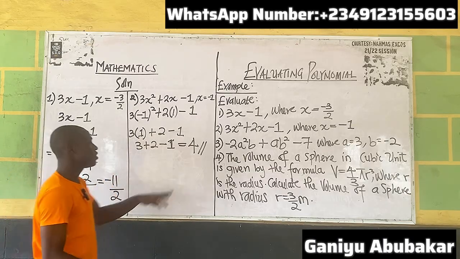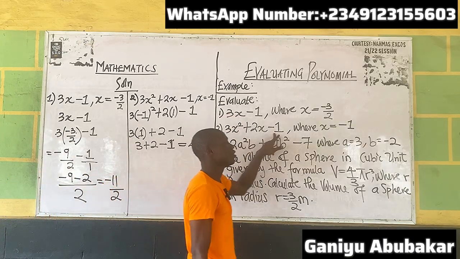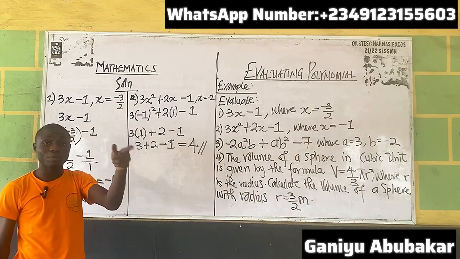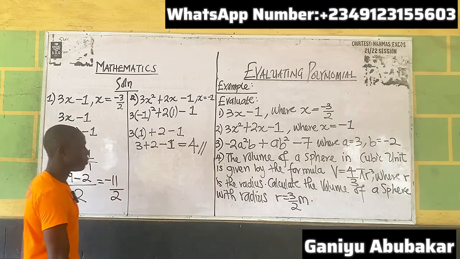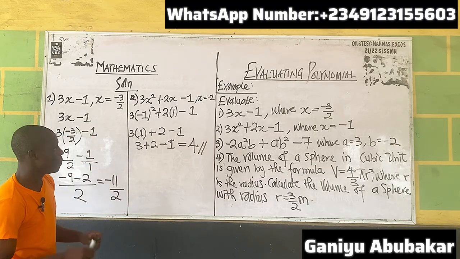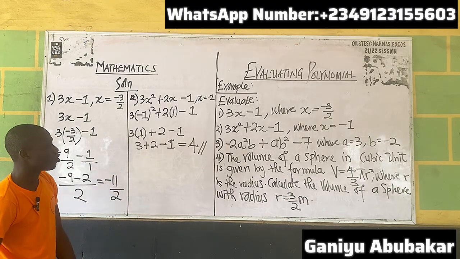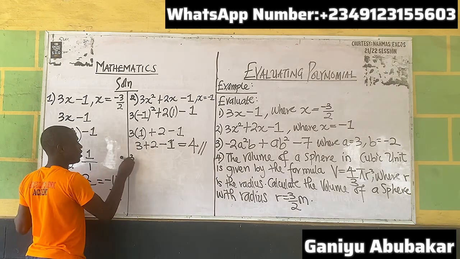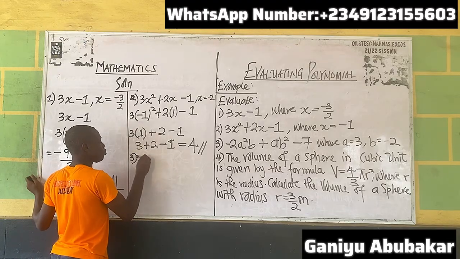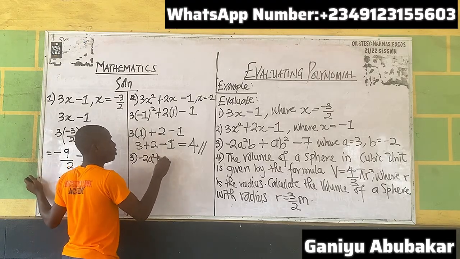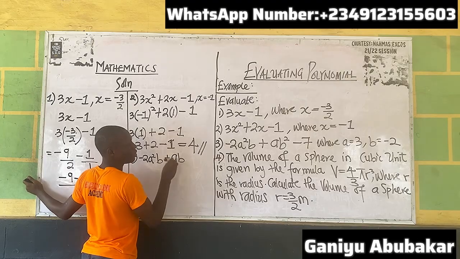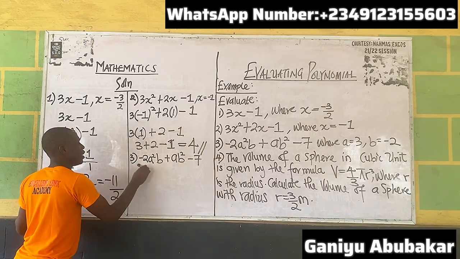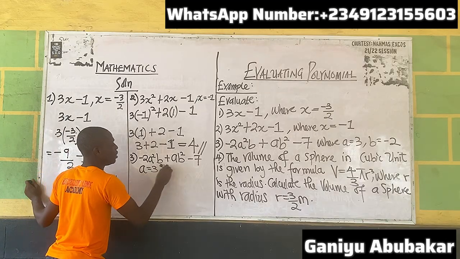So if I'm having 3x squared plus 2x minus 1 and I substitute minus 1 into the expression, I'll have 4 as my answer. All right. Next up, let's do question 3. Number 3 says we're having minus 2a squared b plus ab squared minus 7. They give us a as 3 and b as negative 2.